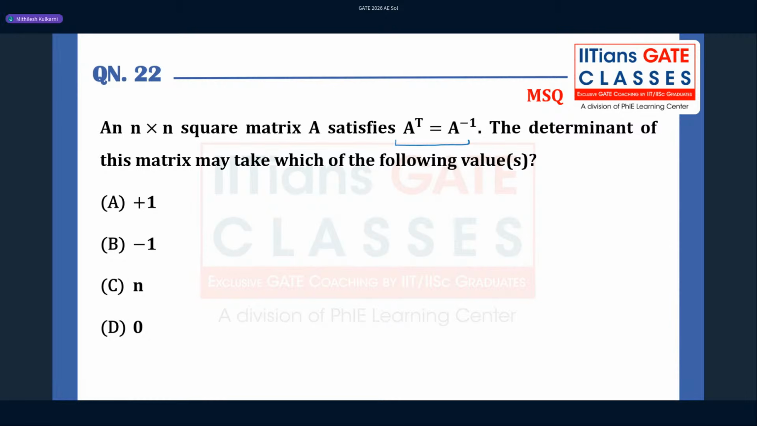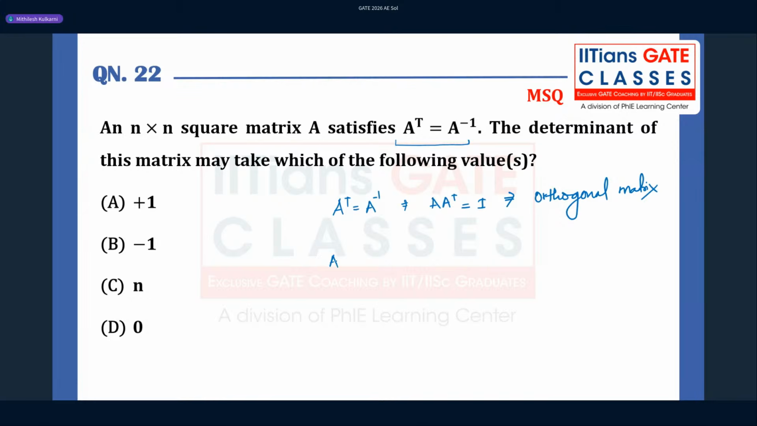What is this matrix? The matrix which satisfies A transpose is equal to A inverse. What does this mean? It means A into A transpose is equal to identity matrix, right? So this matrix is called an orthogonal matrix. The matrix they are talking about is an orthogonal matrix because it is satisfying A transpose is equal to A inverse. Now the question is, determinant of this matrix may take which of the following values? So let's solve it.